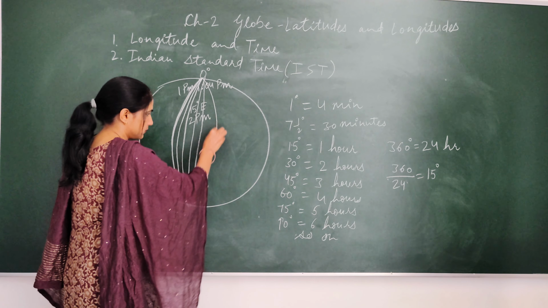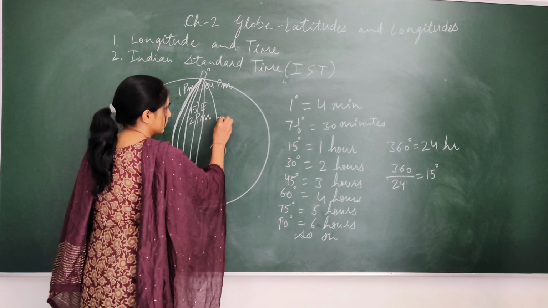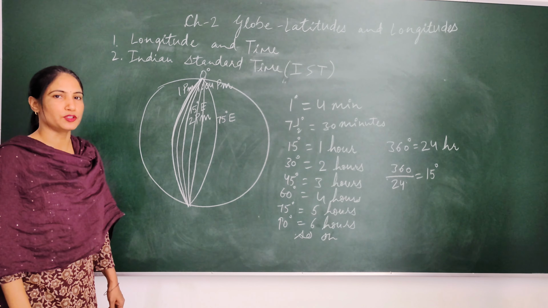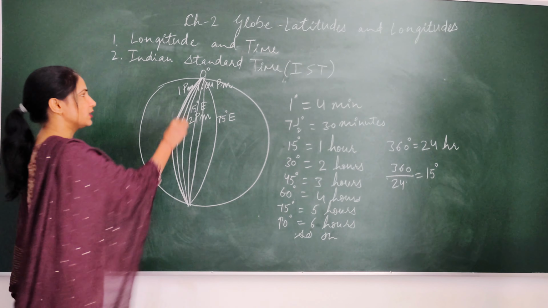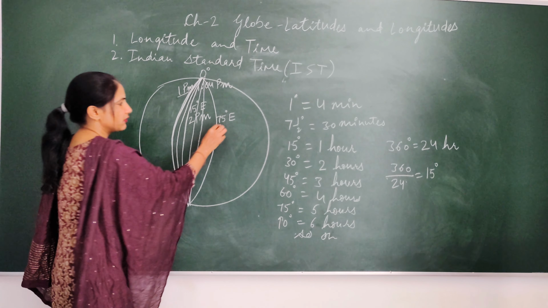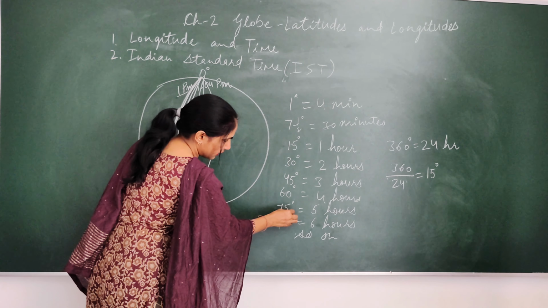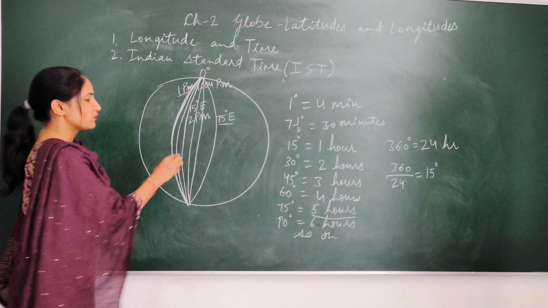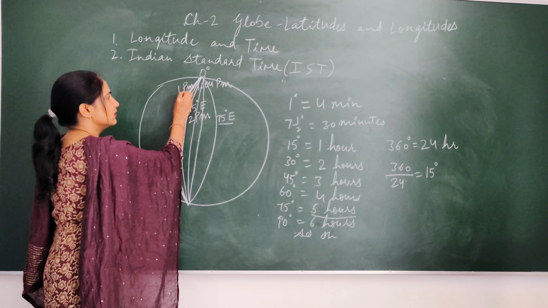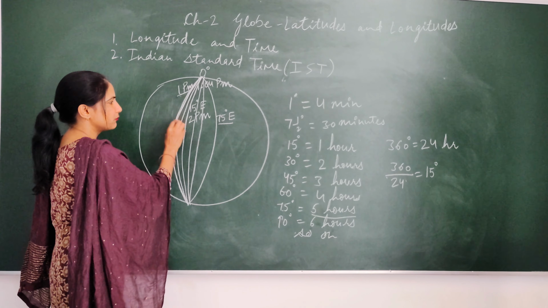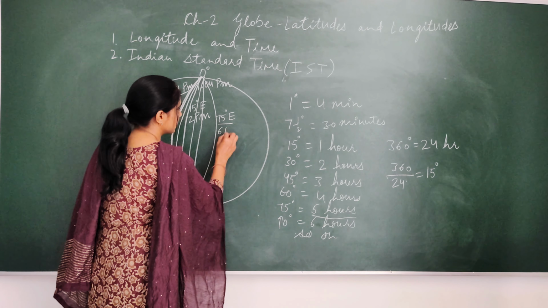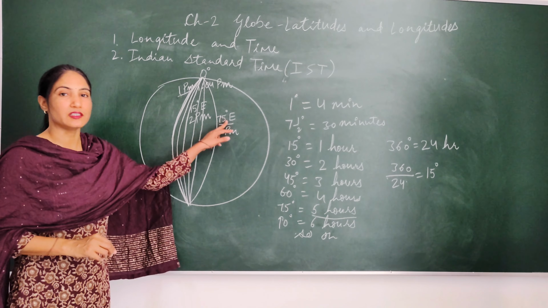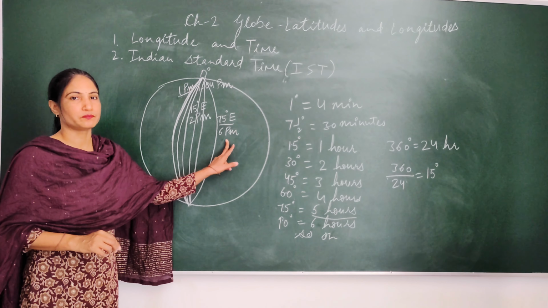At 75 degree east, what will be the time difference we are going to experience? At 0 degree it is 1 p.m. At 75 degree east, we experience a 5-hour time difference. So we add 5 hours to this time. 1 p.m. plus 5 hours means 6 p.m. So the time at 75 degree east will be 6 p.m.